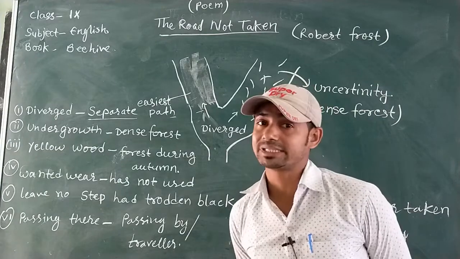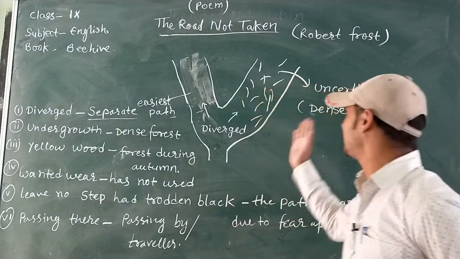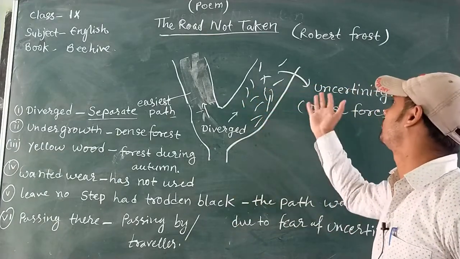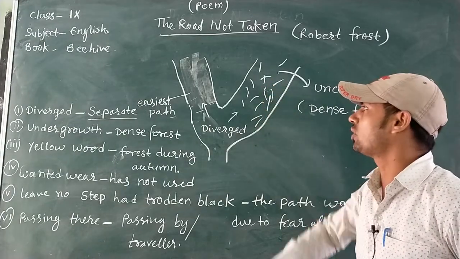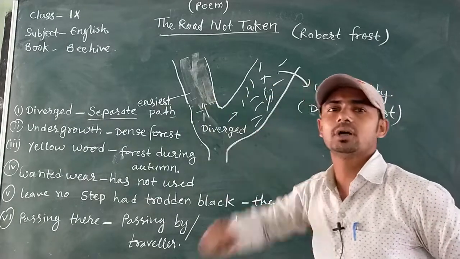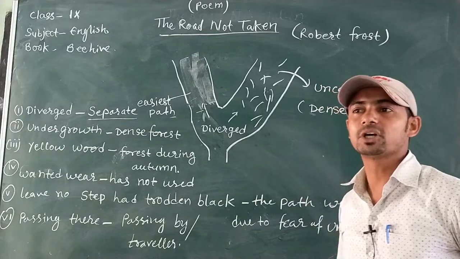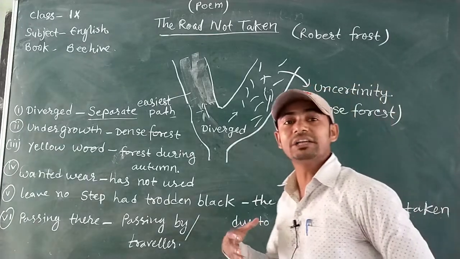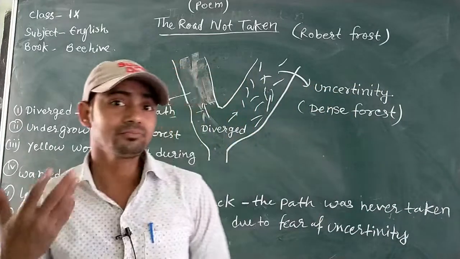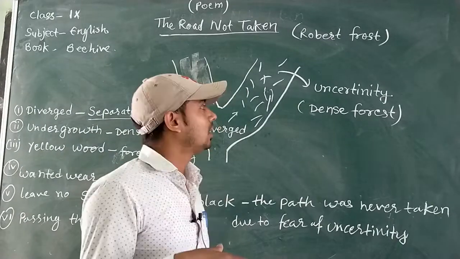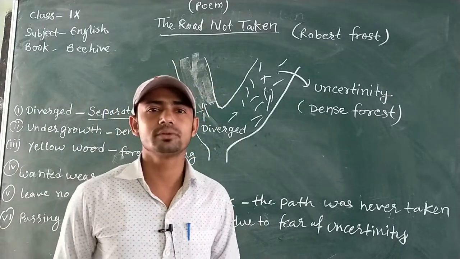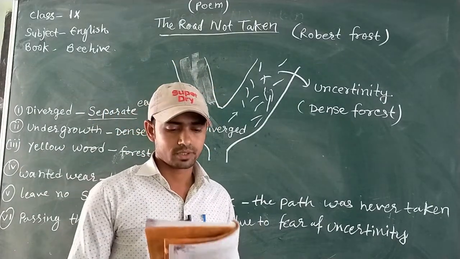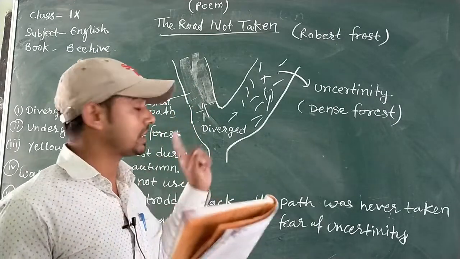Why did the poet choose the second path? Though it is uncertainty, fear of uncertainty, or you can say this is the toughest one. Why didn't he choose the smoother one? It is because he wants to reveal something new. He wants to find out new information. Then took the other, just as fair.